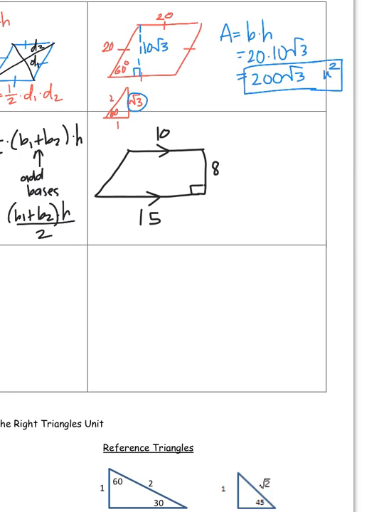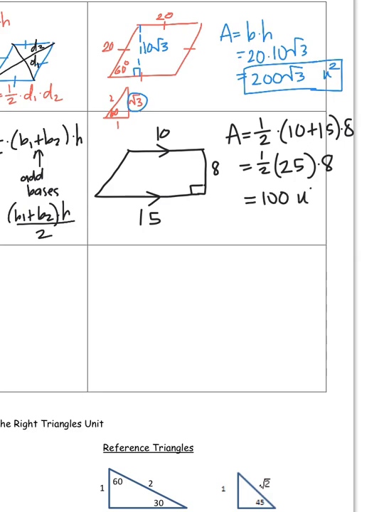Alright, so the area would be 1/2 times base 1 plus base 2, so I have to do 10 plus 15, get my answer, multiply that by 8. So 1/2 times 25 multiplied by 8. I don't have a calculator on me, so I'm going to take 1/2 of 8 to make this easier, and that's 4, multiply it by 25, and I get 100 units squared.